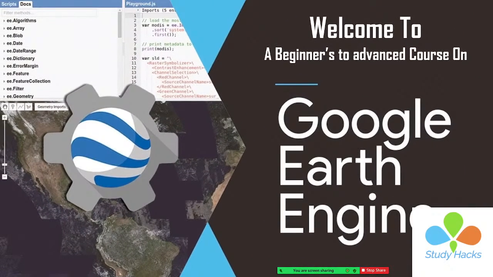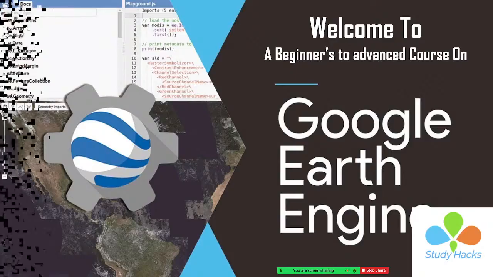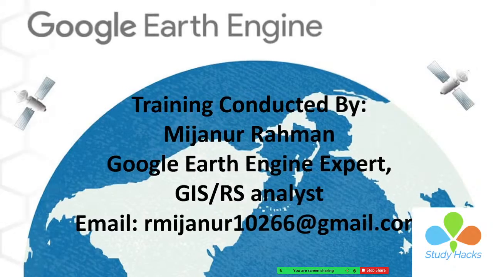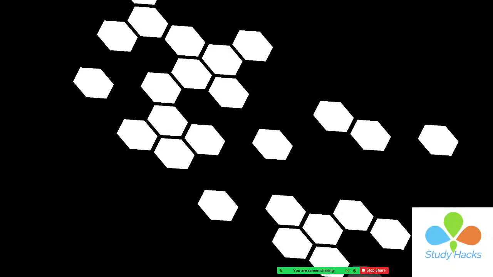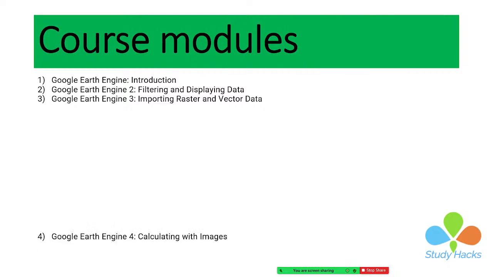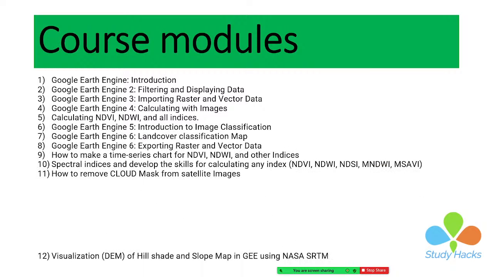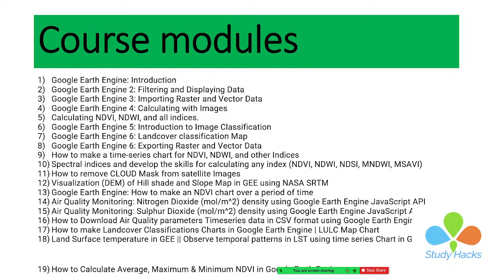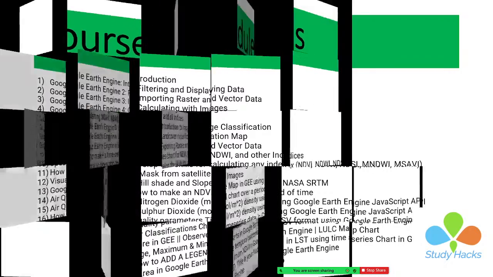Hi and welcome to the 7 days course on Google Earth Engine for beginners to advanced remote sensing analysis. This course will run for 7 days and we already covered our first day. I am the course coordinator. This is our full course content for a total of 7 days. We will complete all of the topics within the 7 days, and today is our second day.